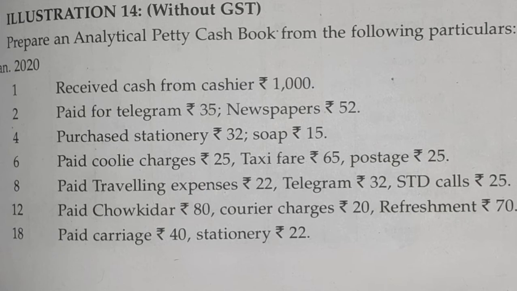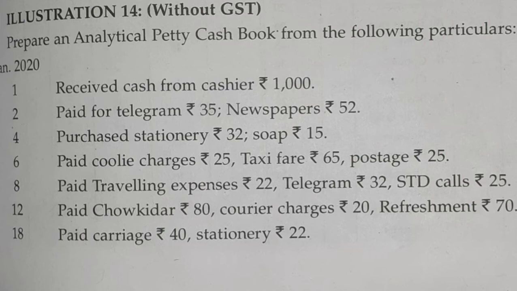Today we will solve one illustration so that the idea becomes clear before you regarding preparation of the petty cash book. This is an analytical petty cash book, that is, a columnar petty cash book, which has two sides: the left side for recording receipt of cash and the right side for recording payments. Now this is the illustration before you.